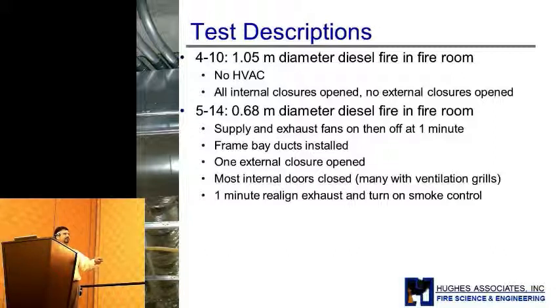And then we have the 14th test in the 5th test series where we had a 0.7 meter diameter diesel fire. So for the first minute we have supply and exhaust fans running. These direct coupling ducts were present. There's 1 external closure opening. Most of the internal doors were closed, but they had ventilation grates in the bottom half of the doors, like you'd see in a lot of buildings. And then after 1 minute, the system was realigned, so the exhaust took suction from the outside, and the smoke control system discharged to the outside.